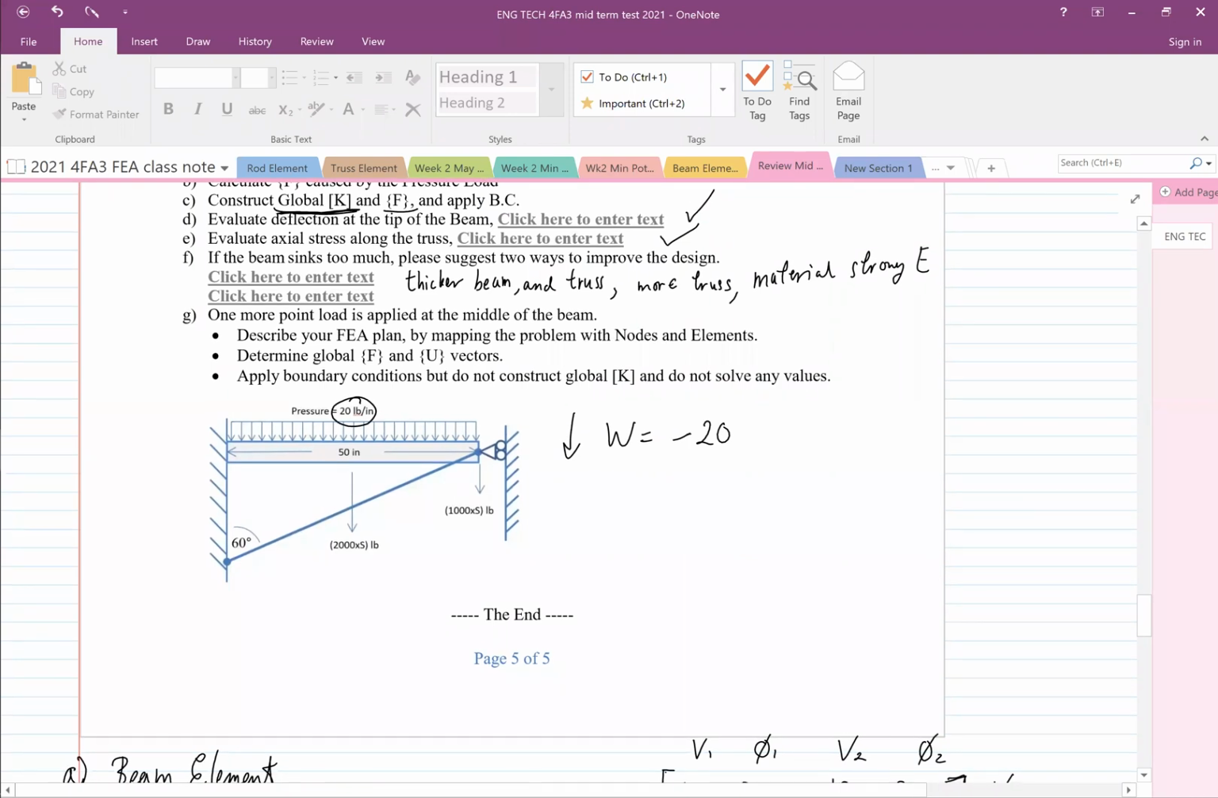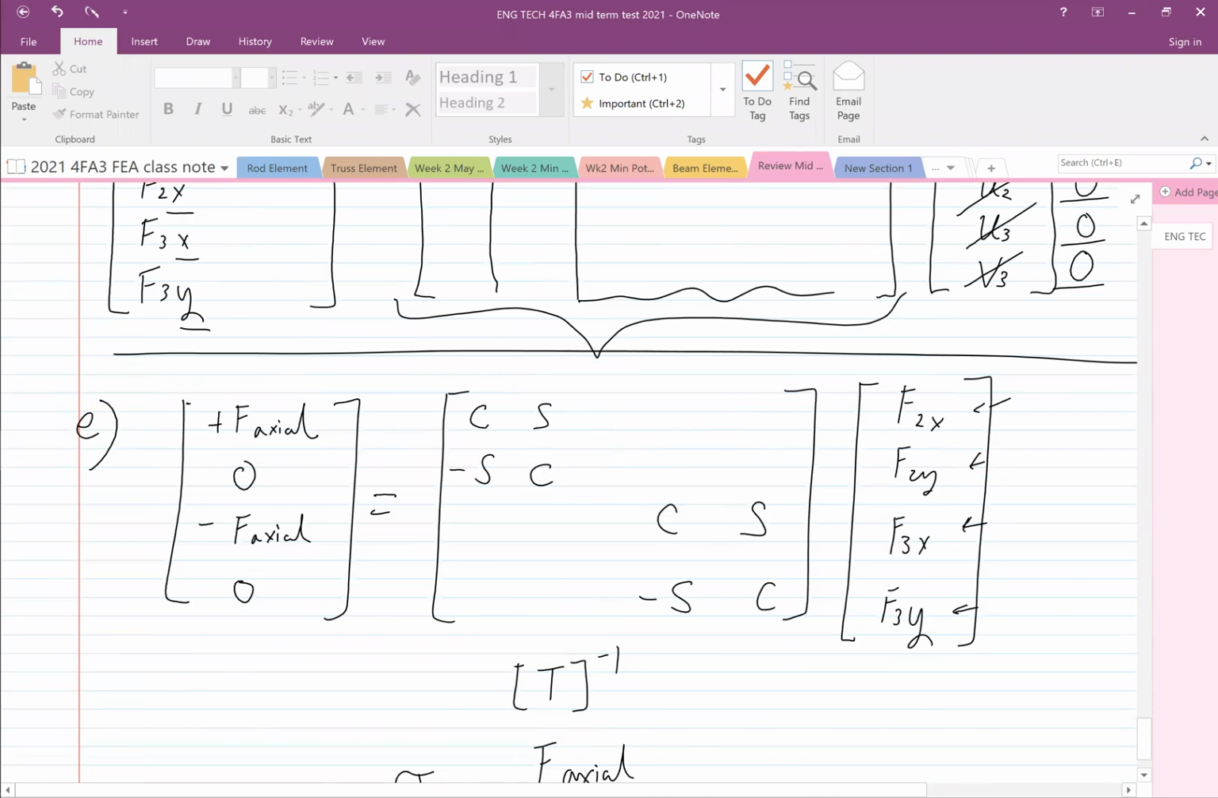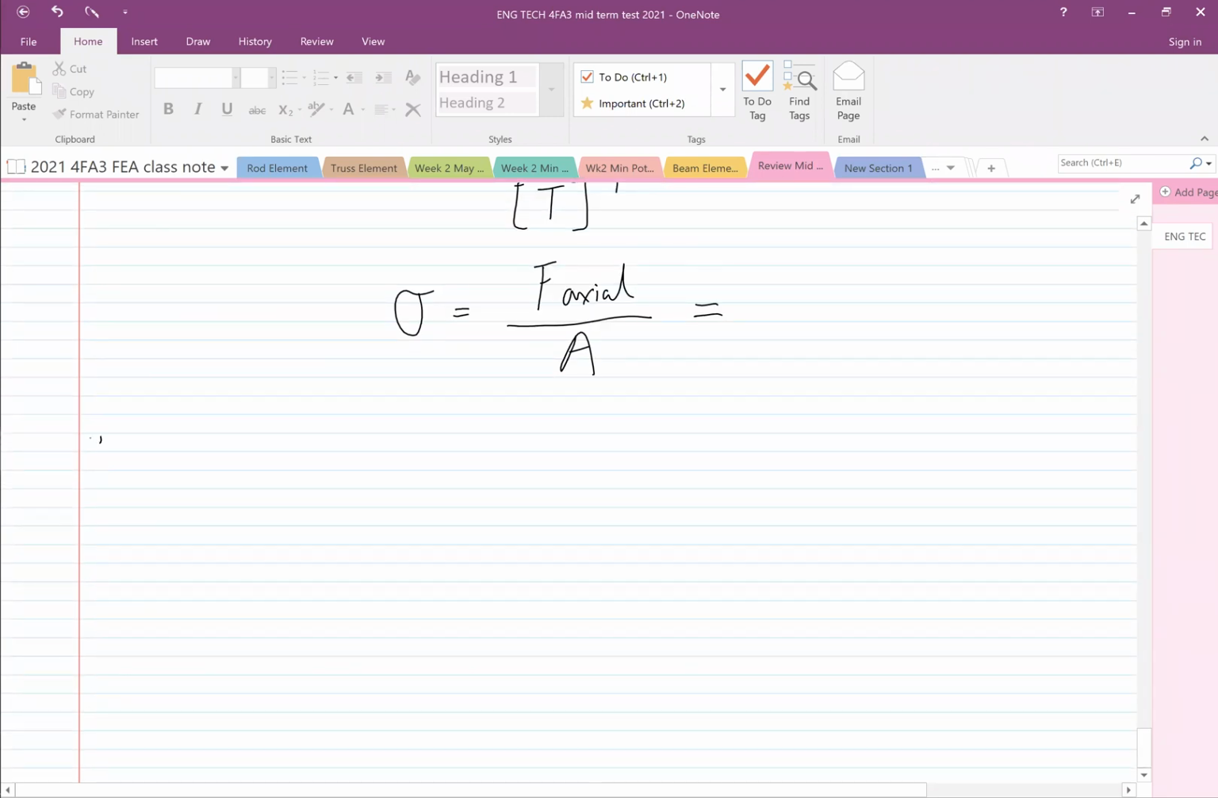Okay, part G, that one is exciting. For part G, I don't want you to solve for it, but I want you to replan the FEA. How do I do that if there's an extra load acting on the middle of it? So again, do not panic. Repeat just what I did.